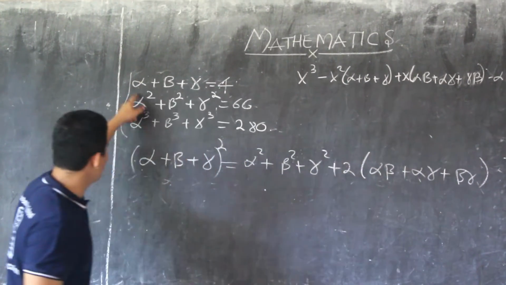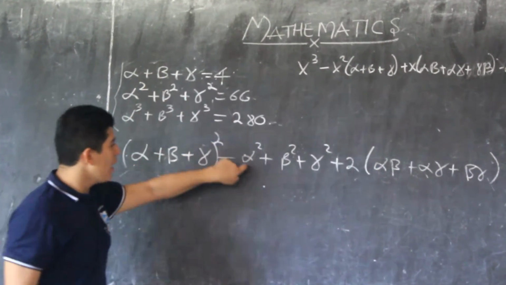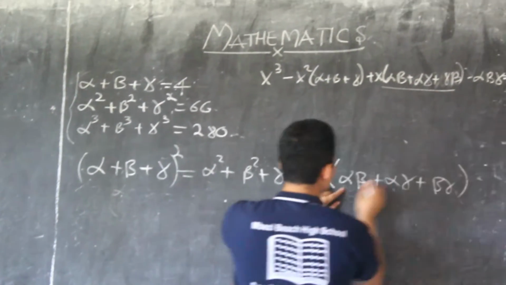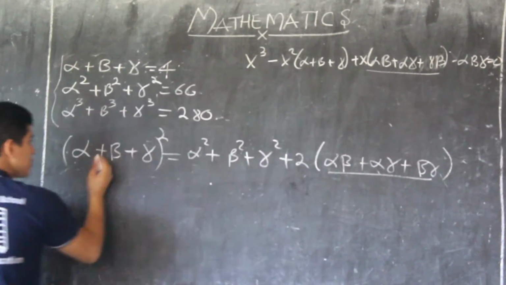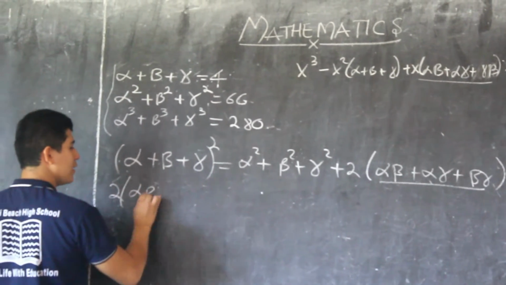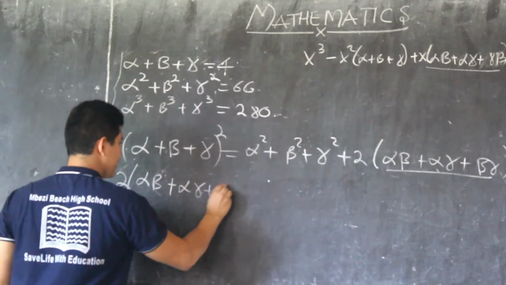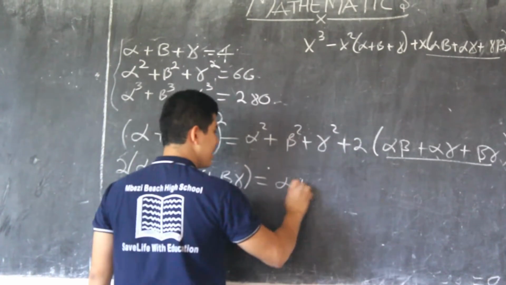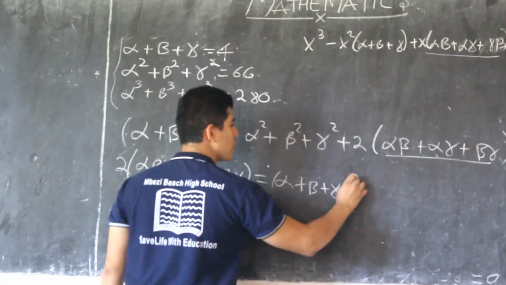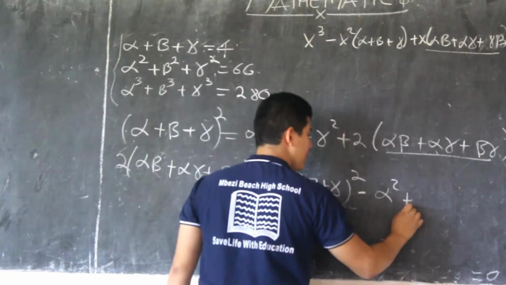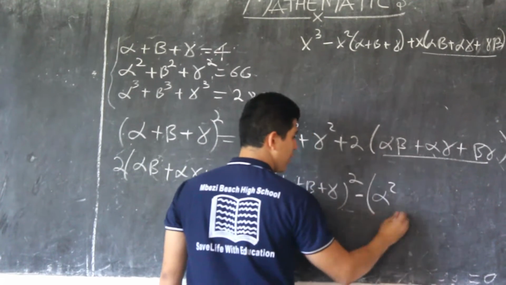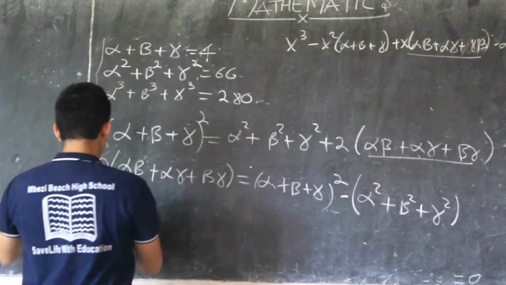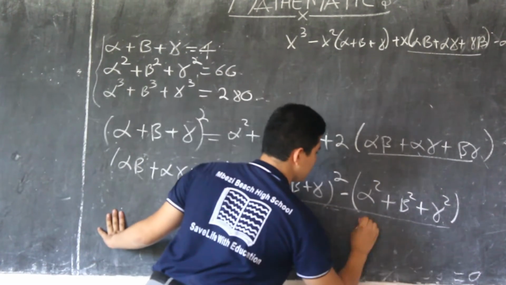Now in this case, if you look at our equation, we have this already. And this one we have. And if you come here, we are looking for this, so we can get this one, which means that 2 times alpha beta plus alpha gamma plus beta gamma is going to be equal to alpha plus beta plus gamma, all squared, minus, let me put the bracket there, alpha squared plus beta squared plus gamma squared. Now divide by 2.